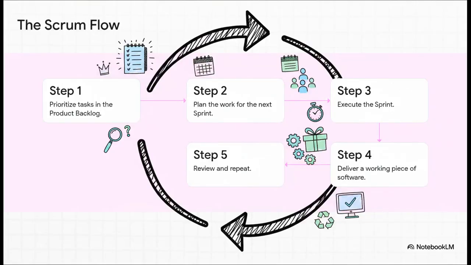And the whole process works like a non-stop engine, just a continuous loop. The product owner prioritizes a list of stuff to do. The team plans what they can realistically get done in the next sprint, then they go off and build it. And, this is the most important part, at the end of every single sprint, they deliver a real working piece of software. Then they all get together, review what happened, learn from it, and start the whole cycle over again.